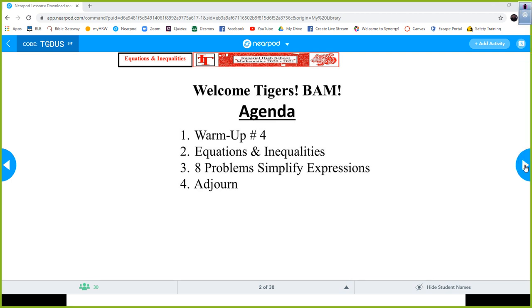So warm-up number 4 reads, simplify. Number 1, 17 minus 8 plus 2. Number 2, negative 2x minus y plus, parentheses, negative 5x plus, parentheses, negative 4y plus 2. And then it says solve. Number 3, negative 46 equals 23 plus x. And number 4, 8x equals negative 40.